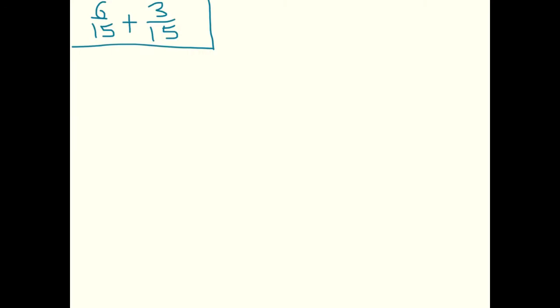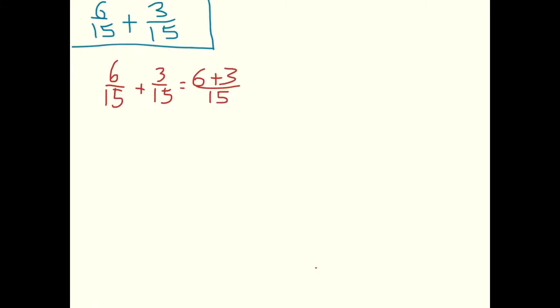This is how you add fractions. So what you do is you obviously rewrite the problem like all the other ones. 6/15 plus 3/15. Now, since they already have the same denominators, you can just go ahead and add it. So this would equal 6 plus 3 over 15.